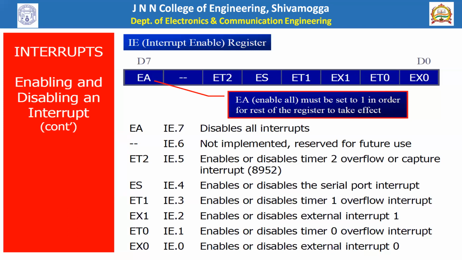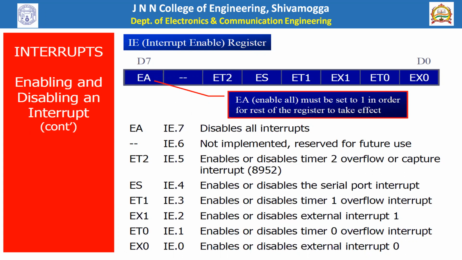You can just see that. There are only 2 timers in 8051. In 8052 there are 3 timers. So bit number 5 is not used. Bit number 6 is not used. Always we use bit number 0, bit number 1, bit number 2, bit number 3, bit number 4, and bit number 7.